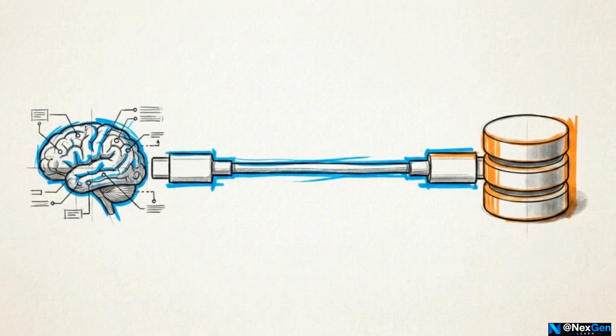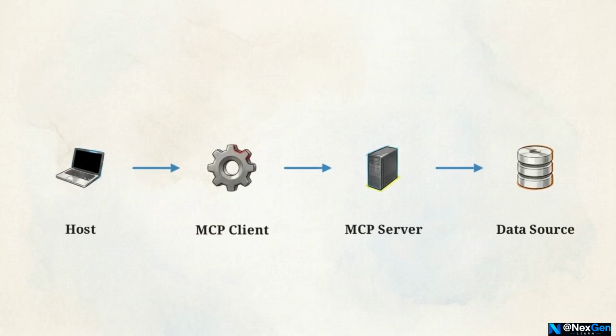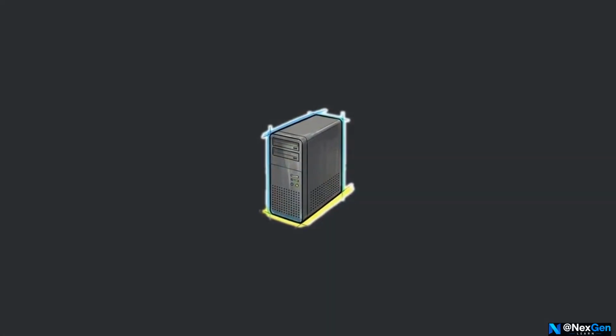It acts as a universal USB-C cable for AI, providing a single, standardized way to connect language models to external data. A request travels through 4 nodes: host, MCP client, MCP server, and data source. The host is the user app, the client manages the protocol, and the server executes logic to fetch data. Today, we build the MCP server, giving AI hands and eyes.